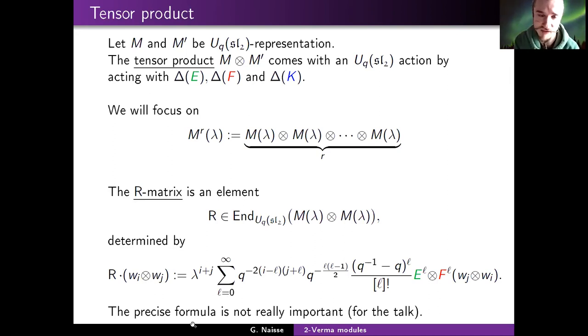So you can see that here is indeed an infinite sum, but because you're acting on something that is a highest weight module, at some point E acts by zero, so it will always truncate. But the further you go away from the highest weight, the more complicated computing the action of the R matrix becomes. Now the precise formula is not important at all for the talk, of course. I just wanted to put it there for you to have an idea of what it looks like.